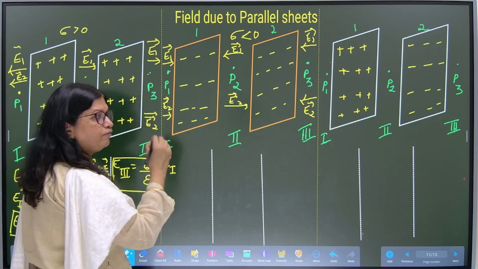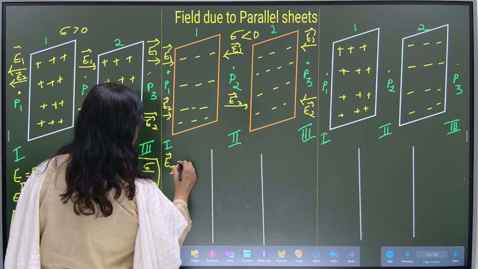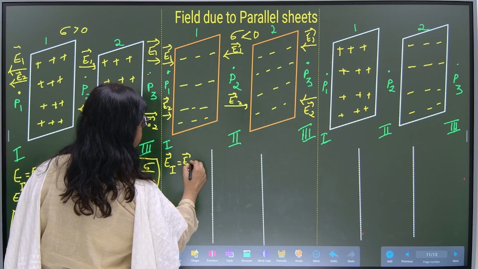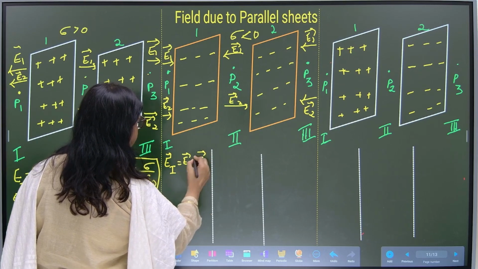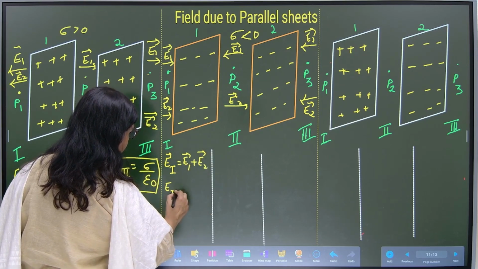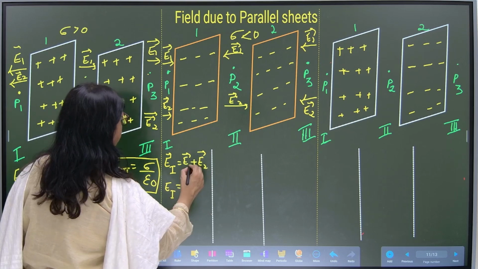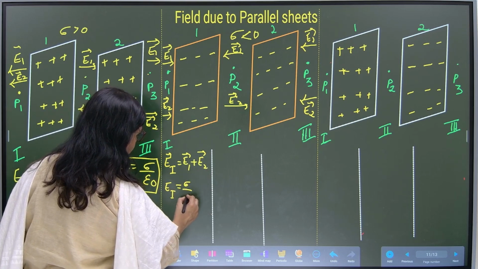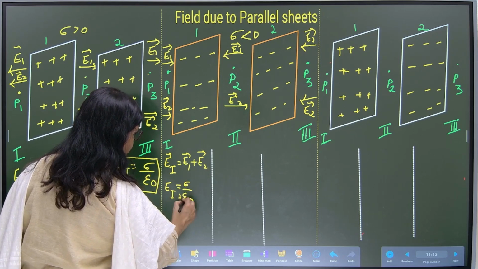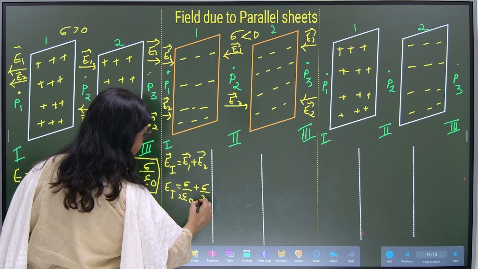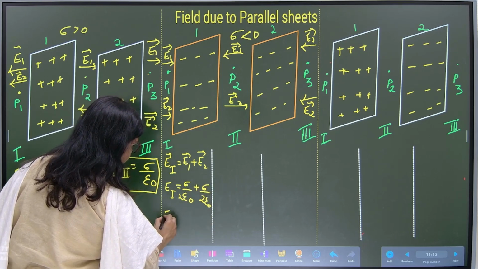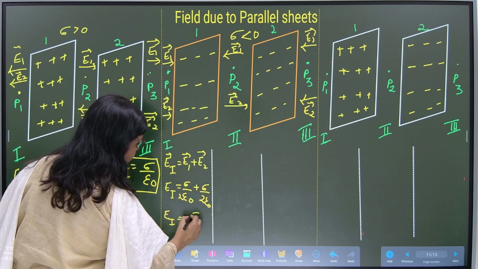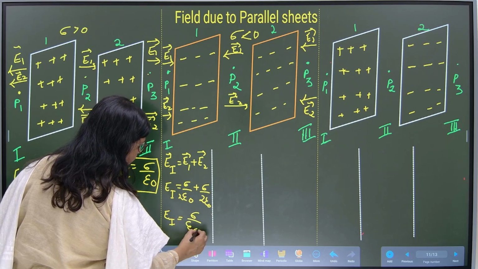Region 1, electric field for the region 1: E1 plus E2, both are in the same direction. So the value is sigma upon 2 epsilon naught plus sigma upon 2 epsilon naught, which is equal to sigma upon epsilon naught.